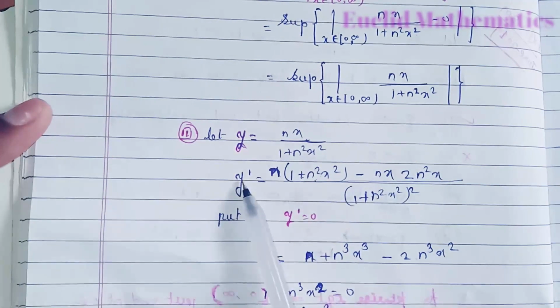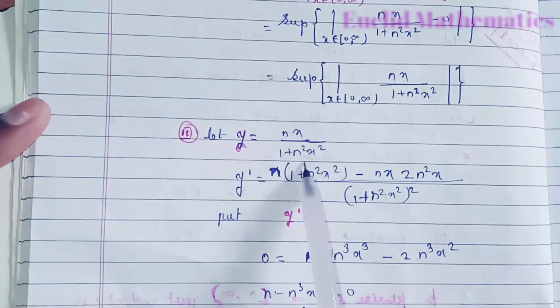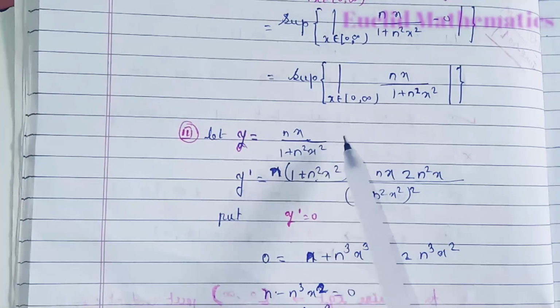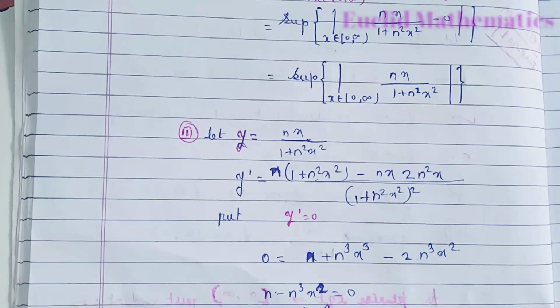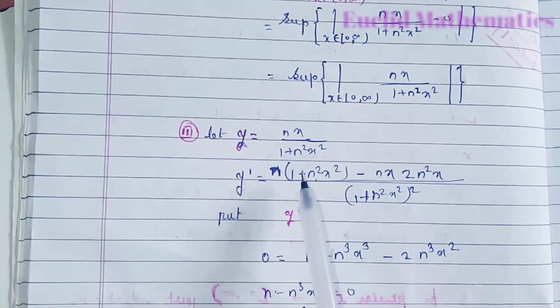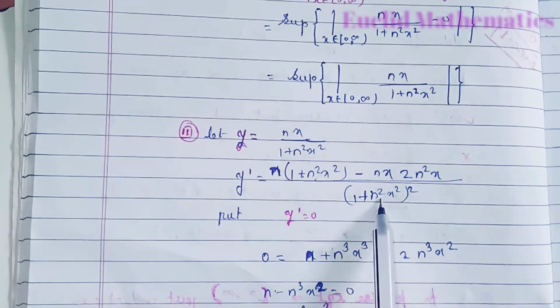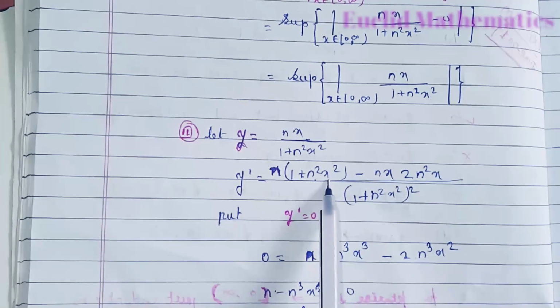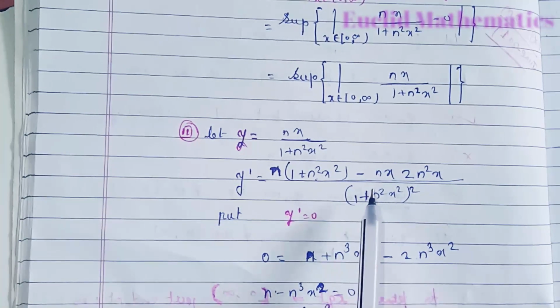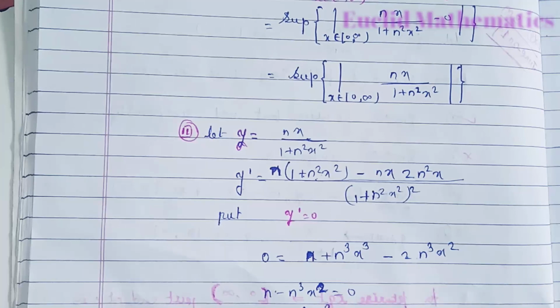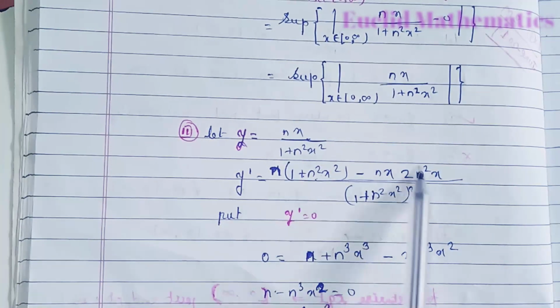Now find its differentiation. Apply the differentiation of u by v. We know that the differentiation of u by v is v into derivative of u minus u into derivative of v, upon v square. This is the differentiation by the quotient rule. This one is easy. Now put y dash as 0, that means the whole term becomes 0.